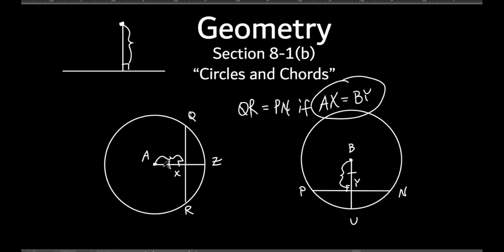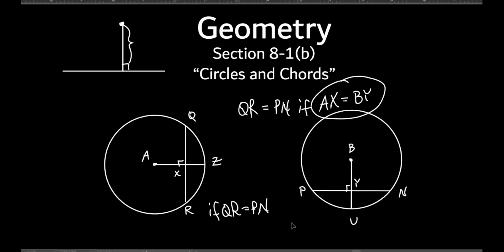So if that little piece right here and this little piece right here, the distance from the center to the chord, are equal, then the two chords are equal. Vice versa, the converse is also true. So what if I knew that QR was equal to PN, but I didn't know about this little segment and this little segment? Then what do you think I could say about AX and BY? They're going to be equal to each other.